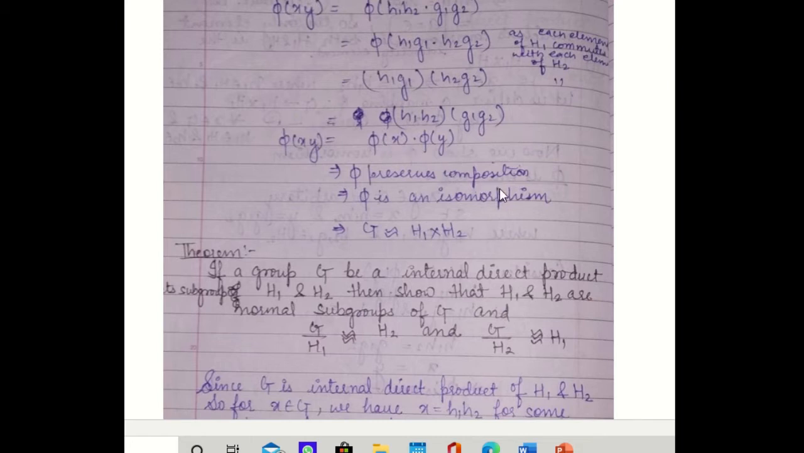Phi of xy is equal to phi x into phi y. That means phi preserves composition. So phi is an isomorphism between G and H1 cross H2. So G is isomorphic to H1 cross H2.